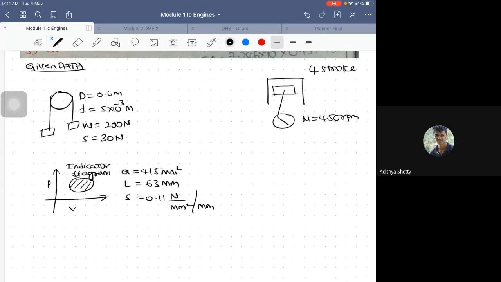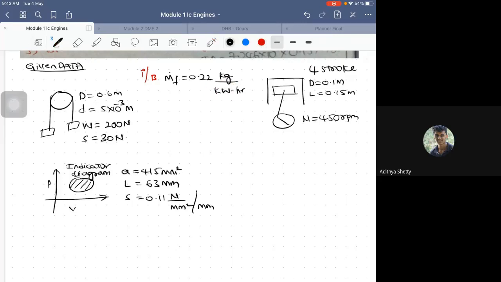Next, bore, capital D, is given as 100 mm, so it is 0.1 meters. Stroke is 150 mm, so it is 0.15 meters. Specific fuel consumption, the mass flow rate of fuel, is given as 0.22 kg per kilowatt hour. Specific fuel consumption could be either indicated or brake specific fuel consumption. Observe this kilowatt here.